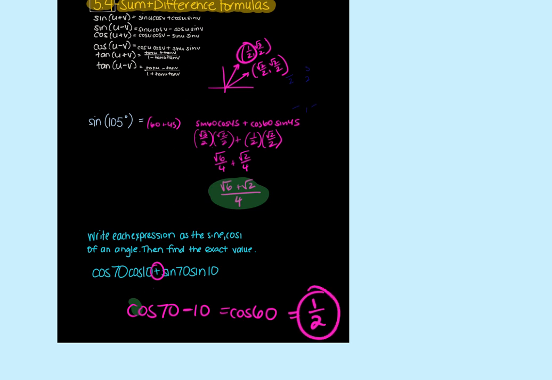So if you go to do that question and you accidentally add it, and you get cosine of 80, and it says find the exact value, hopefully that's a sign something's wrong, because 80 is not on our unit circle. If it just said to get it into one trig function, then it can be any angle. But if it says find the exact value, you would have to be able to find it using your unit circle.